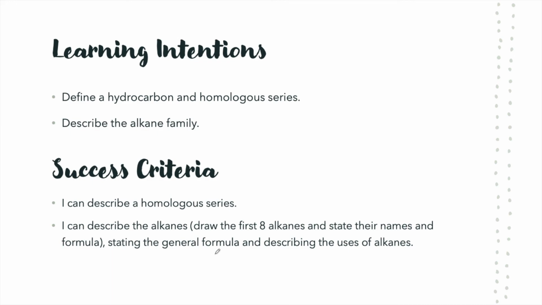Now that takes us to the end of our lesson on homologous series and alkanes. So I hope that by the end of this lesson you are able to tell me what hydrocarbon and what homologous series is, and also to describe the alkane family by drawing the first 8, telling me their names and knowing their formula, full structural formula and shortened structural formula. We also discussed general formula and described the uses of some alkanes.